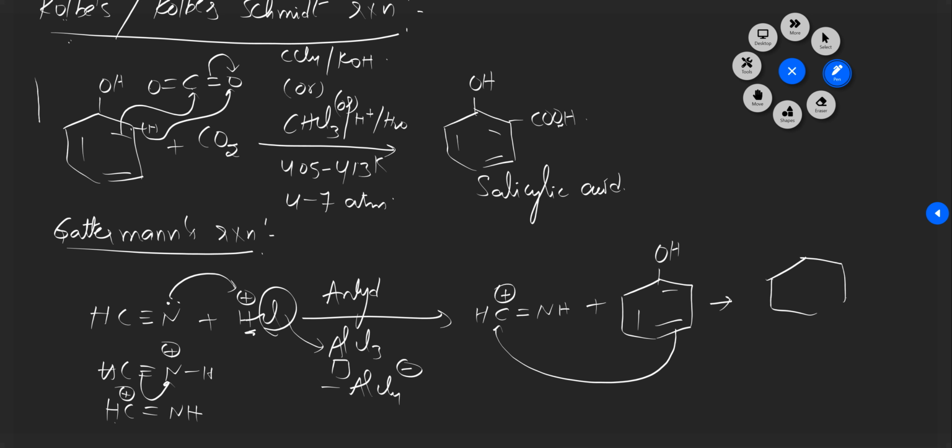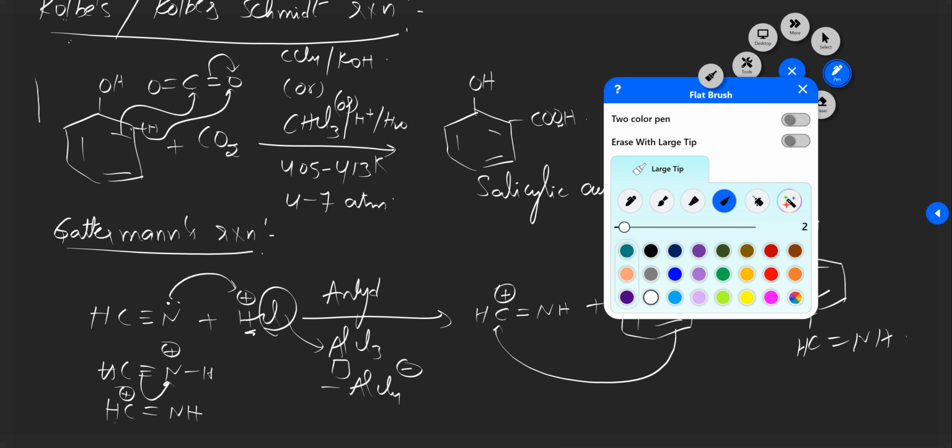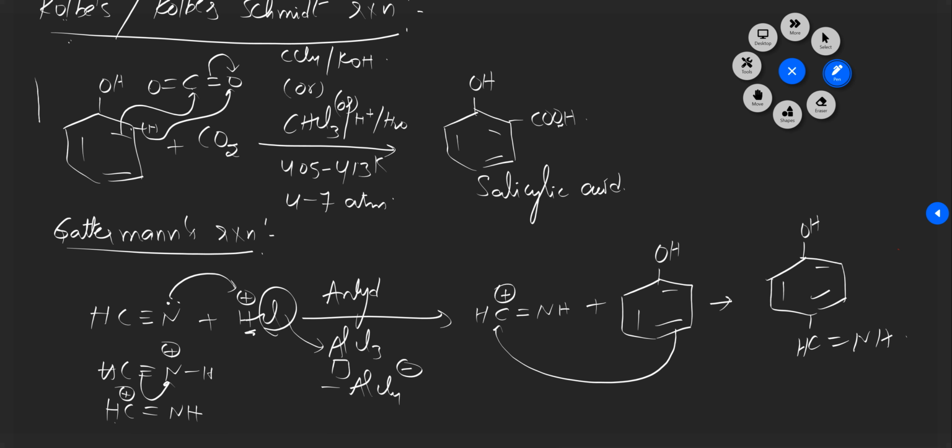Here OH, here C is there, and H double bond NH. An amine group is going to be formed. After the formation of the amine, I am doing hydrolysis. Doing hydrolysis means first this one is going to break.